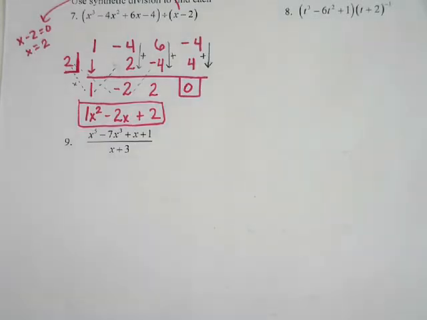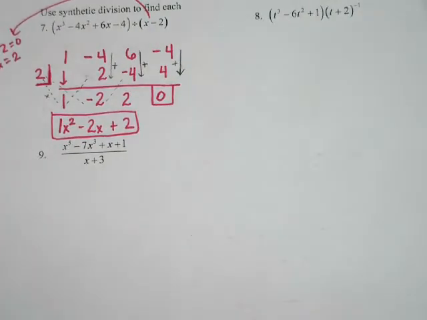Okay, let's try another one. The trick is you have to have placeholders. If you don't have placeholders, you're going to mess up. Okay, so look at number 8. I have t cubed minus 6t squared plus 1. Do I need a placeholder? Yes, I need a 0, right?